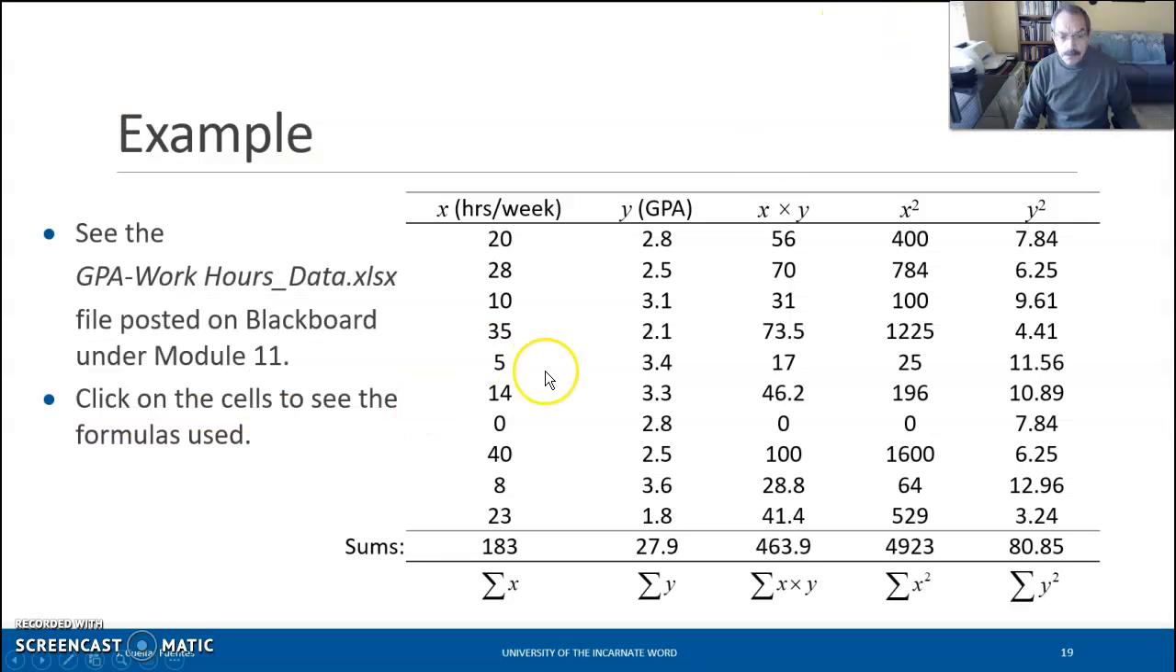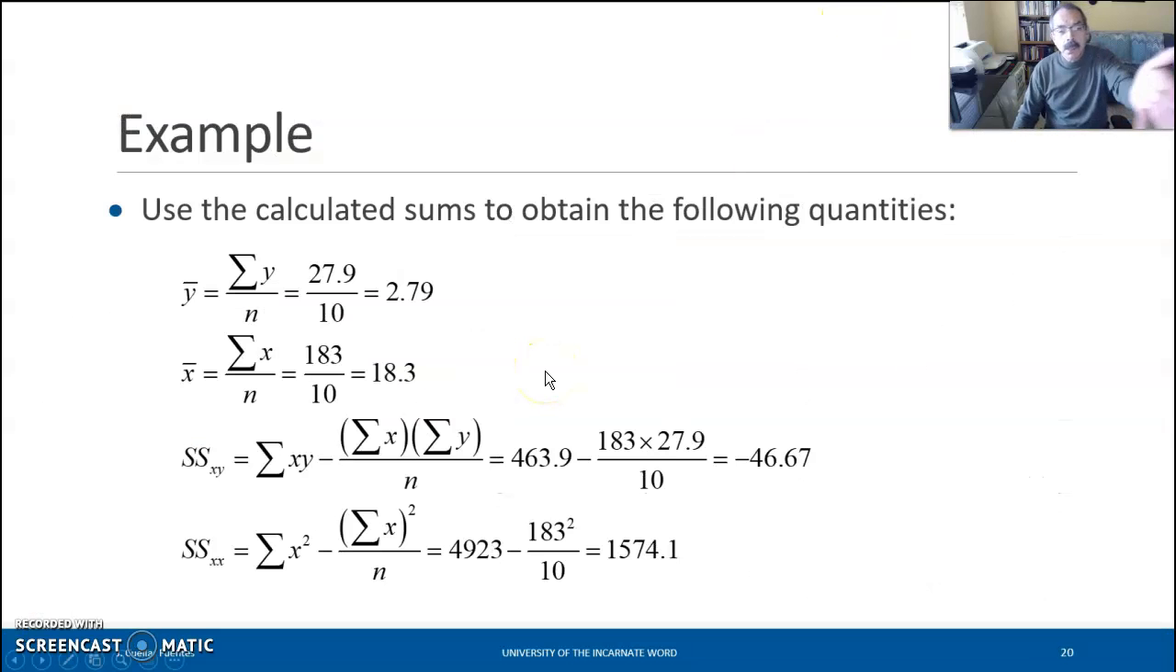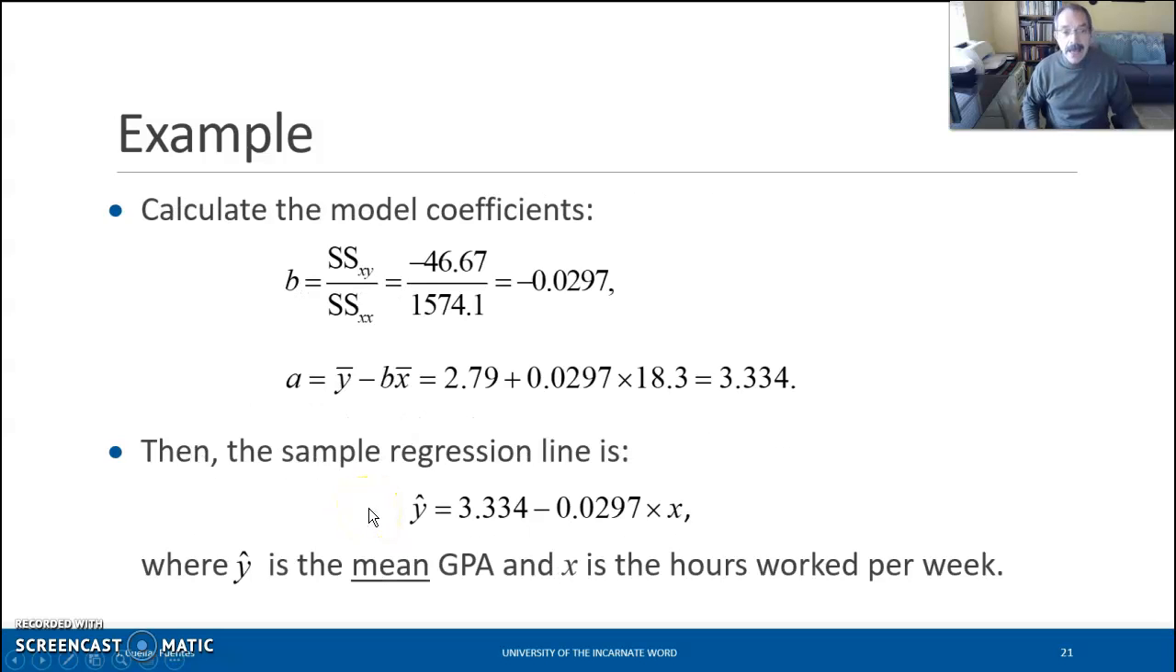Once you have these quantities, you plug them into these equations and you calculate the average of the y values, the average of the x values, the sum of squares xy, and the sum of squares of the x values. Once you have that, you plug them into this equation, and then you can calculate the slope, which is negative. It makes sense because if you notice the line is pointing down, meaning that as the hours worked per week increase, the GPA decreases. So it makes sense that this slope term is negative.